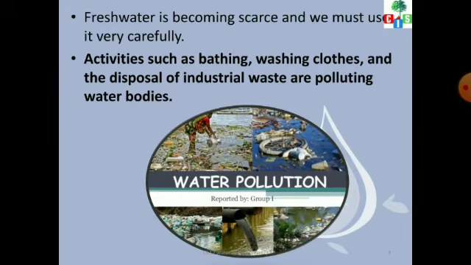Children, fresh water is becoming scarce and we must use it very carefully. Fresh water is day by day getting less and we should use it carefully. We should not waste it. Activities such as bathing, washing clothes, and the disposal of industrial waste are polluting water bodies. Means the river from which we can get drinking water is being polluted by bathing, washing clothes, and disposal of industrial waste, and these things are destroying water bodies. Water pollution is increasing day by day because of it, so we should not do such activities in it. It is meant to be used wisely. We should use it properly and we should not waste it.